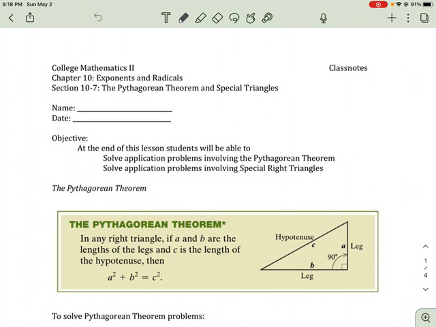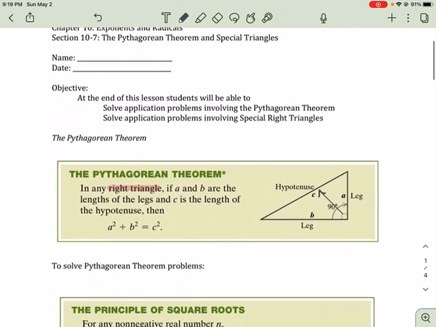So let's review. The Pythagorean Theorem is in any right triangle, and that's the key. We have to remember that it's only for a right triangle, that a and b are the lengths of the legs, and c is the length of the hypotenuse. The hypotenuse is opposite the right angle, and the other two are the legs that form the right angle. So it's a squared plus b squared equals c squared.